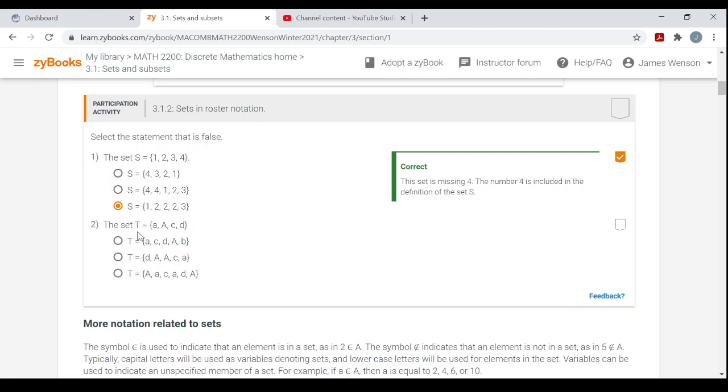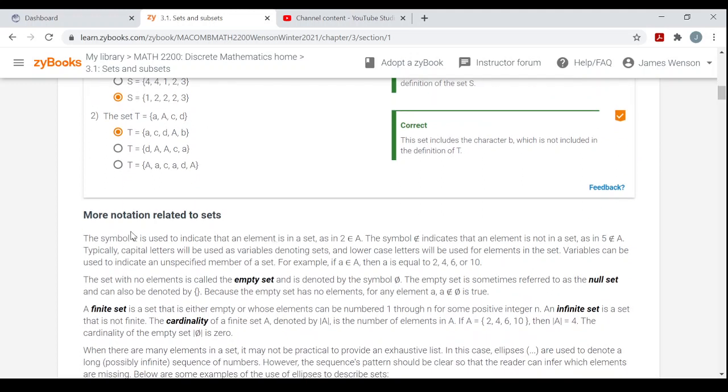Here, set T is the set with elements lowercase a, uppercase A, lowercase c, and lowercase d. How about this? Is this the same set? It has lowercase a, lowercase c, lowercase d, uppercase A, but notice it also has this lowercase b. This set does not have lowercase b in it, so this is not the same set. That's false. And these other two here have the same elements. Even though there are repetitions, they still have the same elements, so they would be considered the same set. Okay?